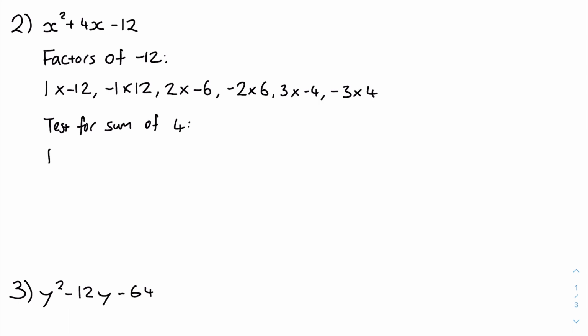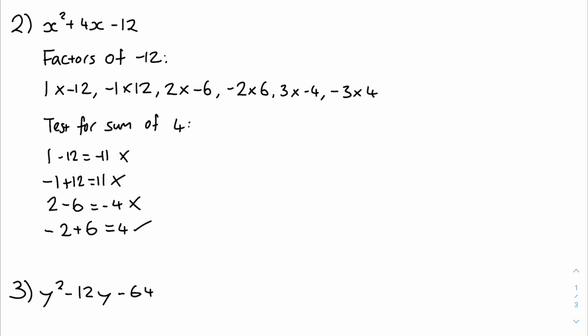So we're going to sum all these together and see which ones equal 4. We've got 1 minus 12, which equals minus 11, does not work. Minus 1 plus 12 equals 11, does not work. 2 minus 6 equals minus 4, does not work. Minus 2 plus 6 equals 4, which does work. So that's our answer there. We're going to use (x minus 2)(x plus 6). And that's our answer.